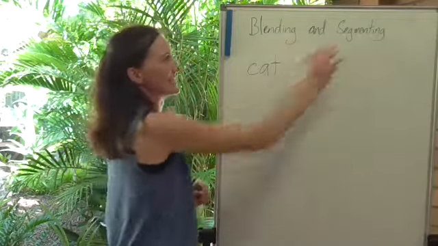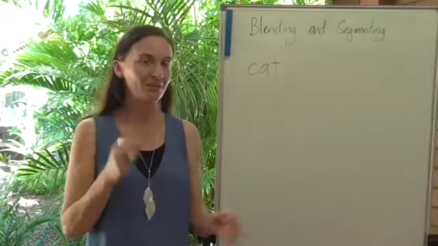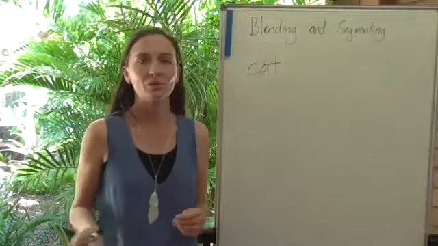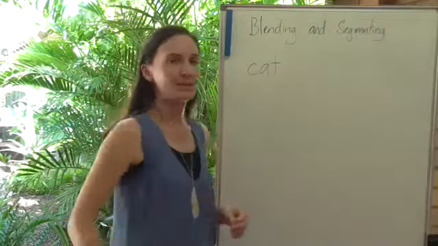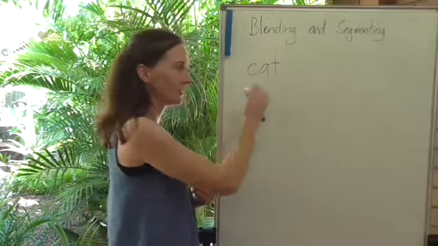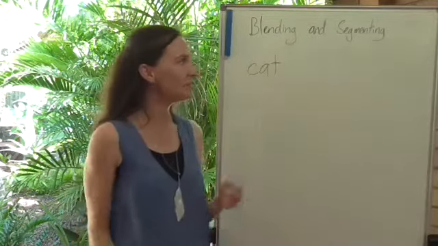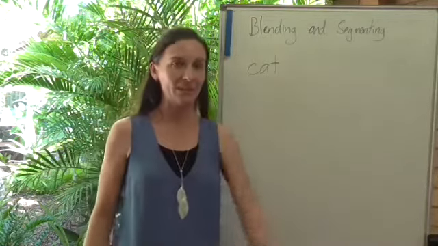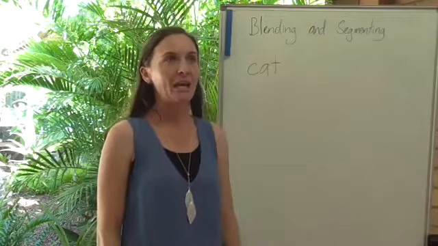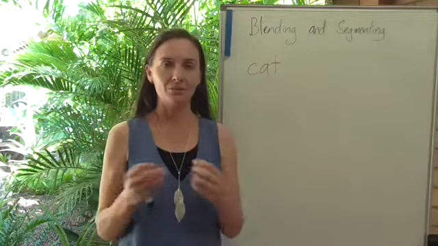And we call it blending and segmenting. This is the two ways around that it can happen. So blending is when you're reading a word and you've got those three sounds and you can blend them together. K, at, cat, blended. Segmenting is the other way around, and that's when you're trying to spell a word and you have to segment it up into the different sounds.